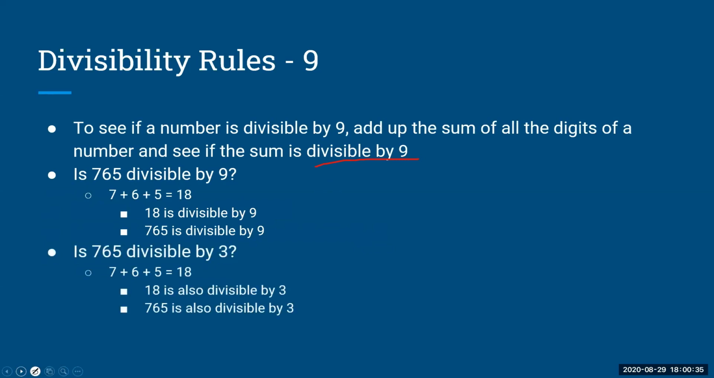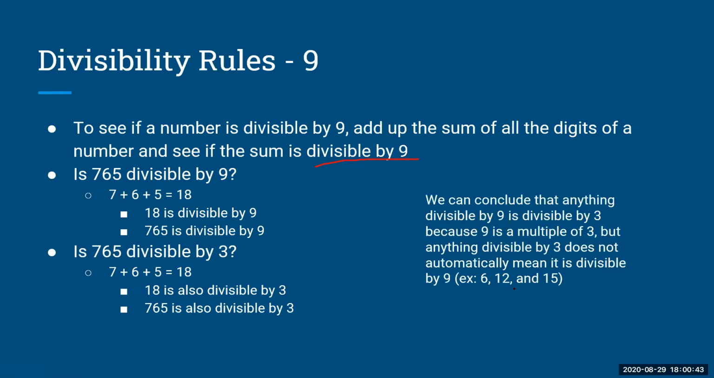Now, is it divisible by 3? Well, yeah, I mean, 18 is divisible by 3, but that doesn't apply to all numbers. So you can conclude that anything divisible by 9 is divisible by 3, because 9 is a multiple of 3. But anything divisible by 3 doesn't automatically mean it's divisible by 9. So the rule doesn't cut backwards. Keep that in mind.